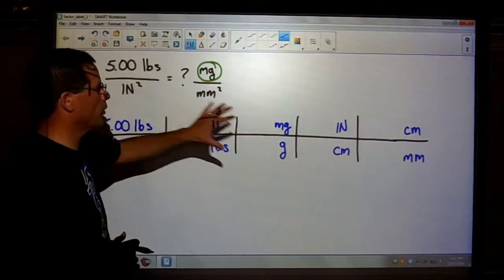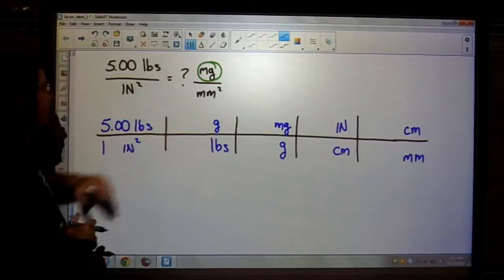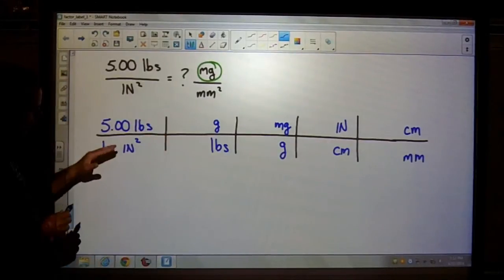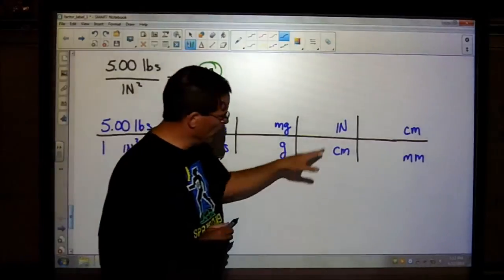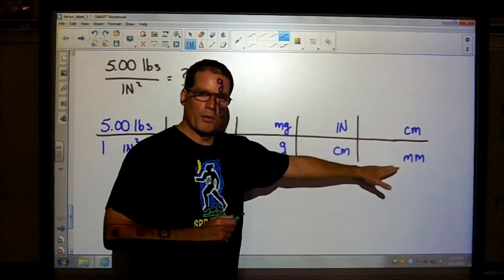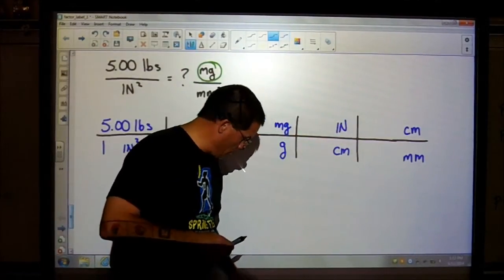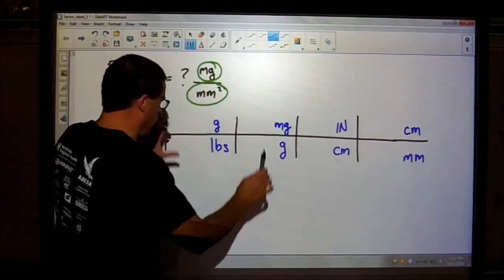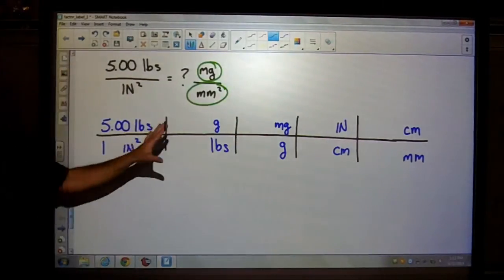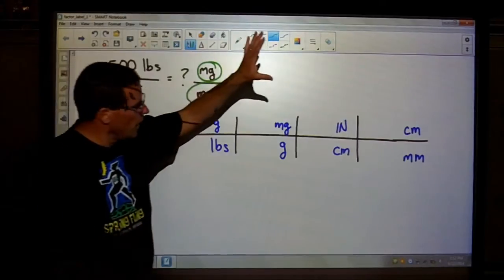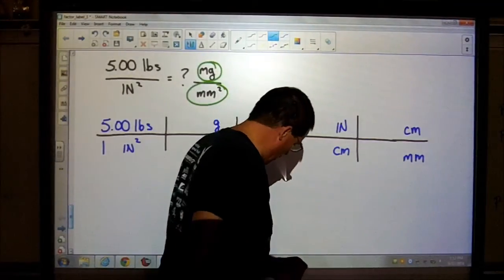I'll actually do the squares, those conversions, first before I plug in the other ones. But now I have my base unit. Inches are gone. My centimeters are gone. Now I'm left with millimeters, and technically millimeters squared. So I can circle that one. So I have the footprint in place. So let's now come over here and change these into squares.